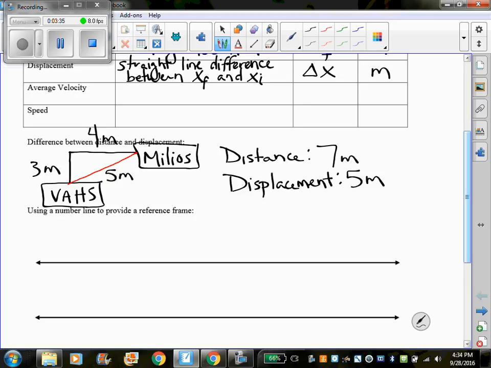The big takeaways you want to get from this is that distance counts every single step that you take. The path matters for distance, but for displacement, we only care about where you start and where you end and the difference between those two things.